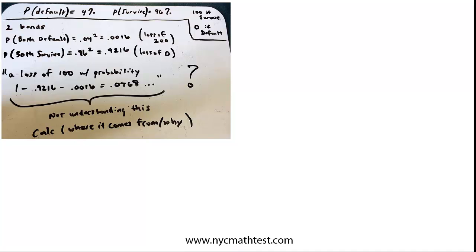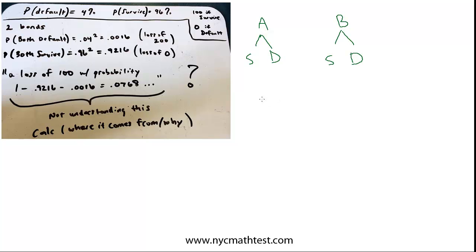Hey, so you have to accommodate for all the states of the world. If there are two bonds, what does the sample space actually contain? They're totally independent in how they behave. So bond A can either survive or default, and bond B can either survive or default. So what are all the states of the world?